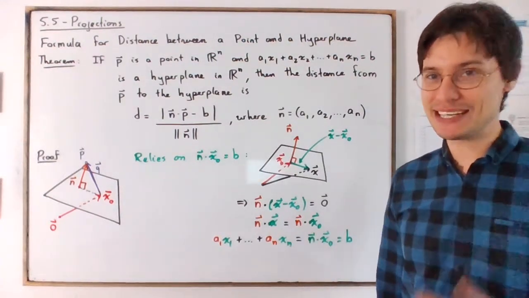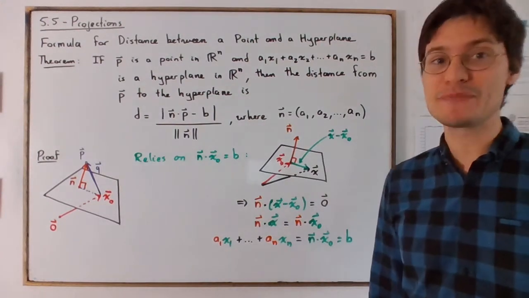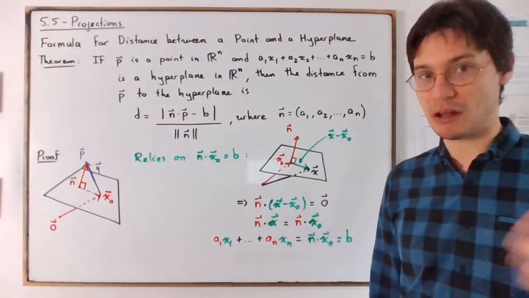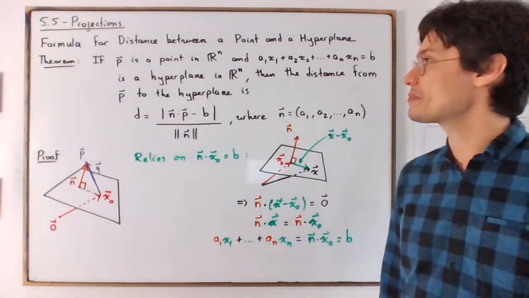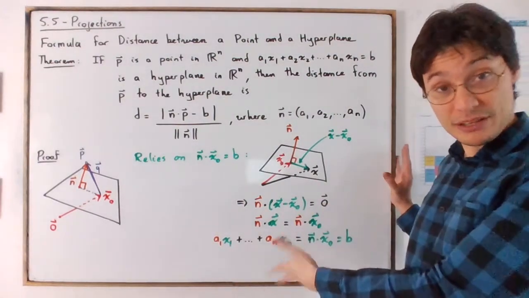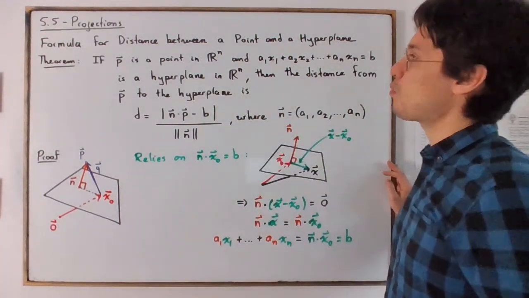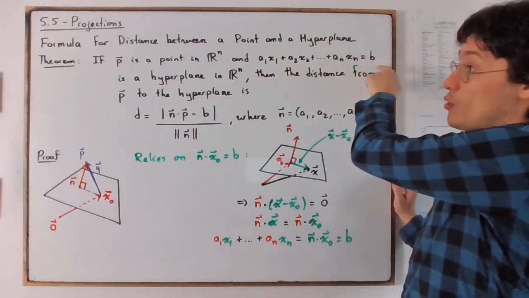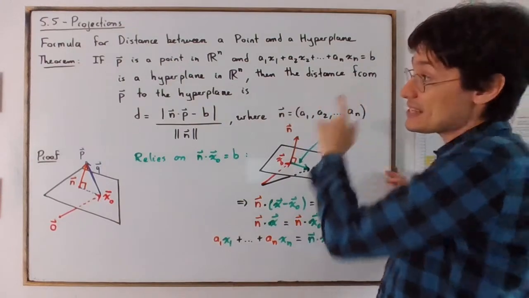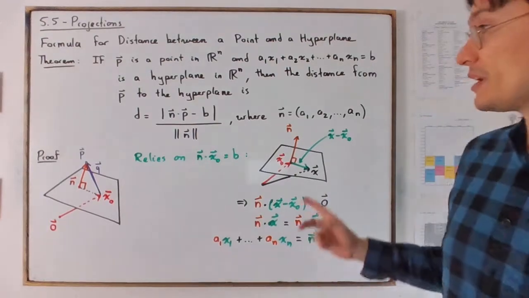Hi linear algebra students. In this video, we're going to prove a formula for the distance between a point and a hyperplane. It works for planes in R3, but it also works in the higher dimension setup. So let's first read the theorem and explain the information that I already have on the board. If P is a point in Rn, and this is the equation of a hyperplane, so we've seen this in class, then the distance from a point P to the hyperplane is given by this formula.